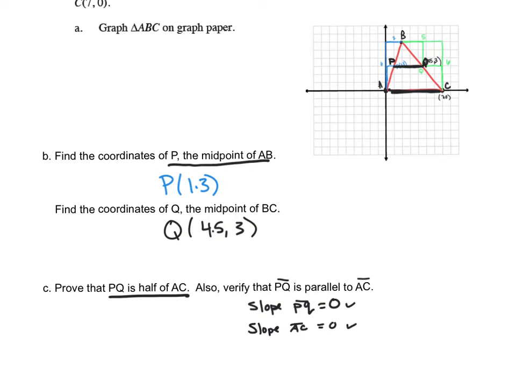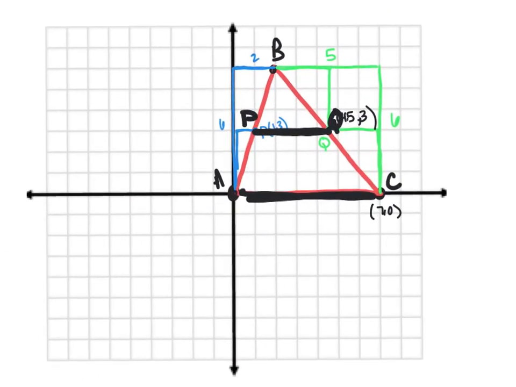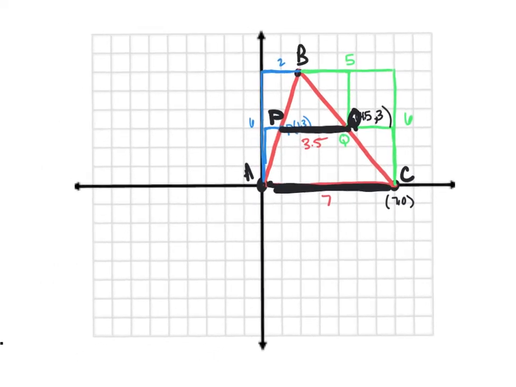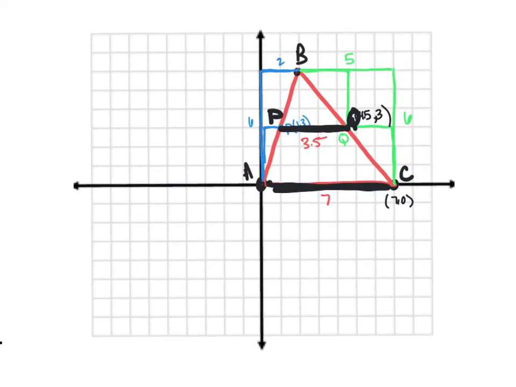Prove that PQ is half of AC. So if I look up here, if I find the distance from P to Q, I go over 1, 2, 3.5. And then the distance from A to C I can count is 7. So I know that it is half because 3.5 is half of 7.